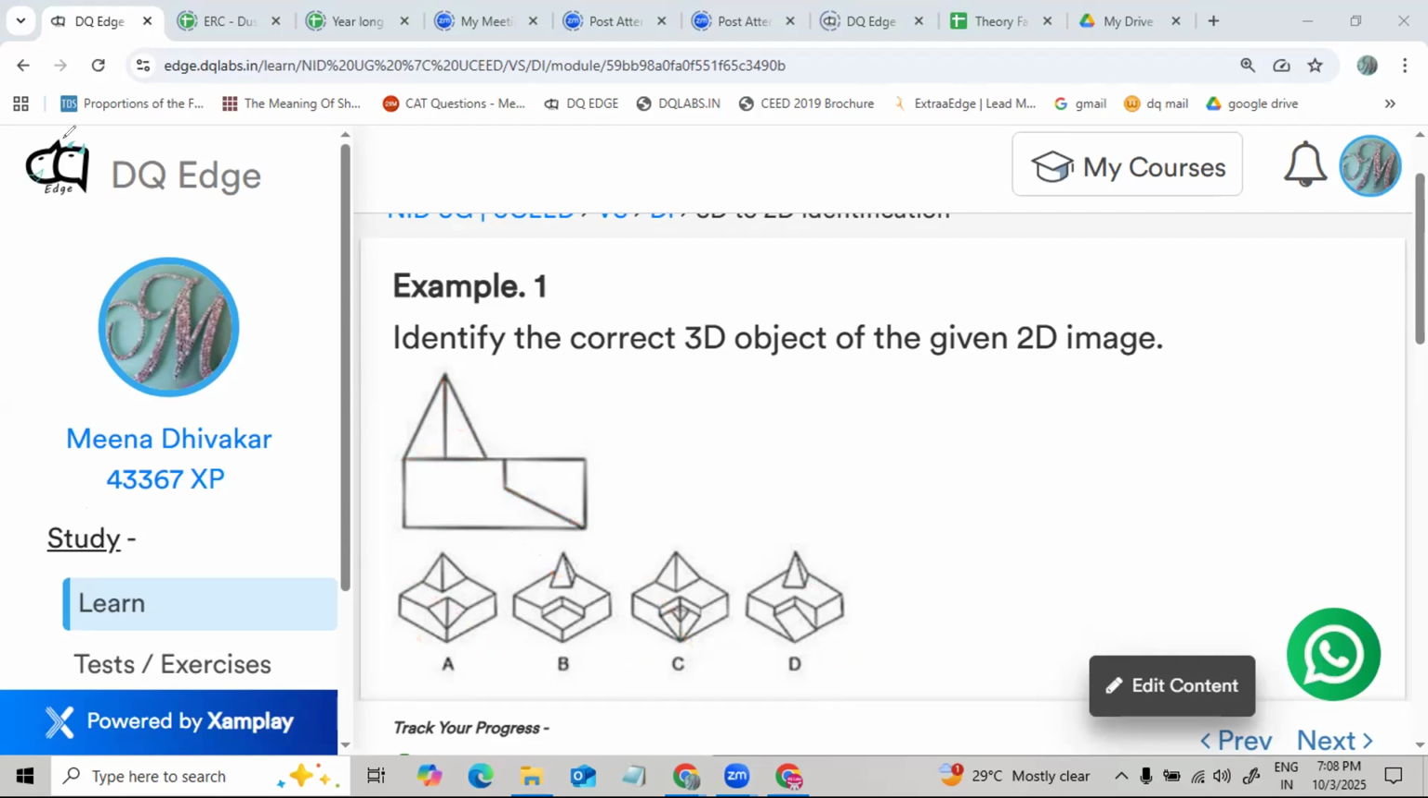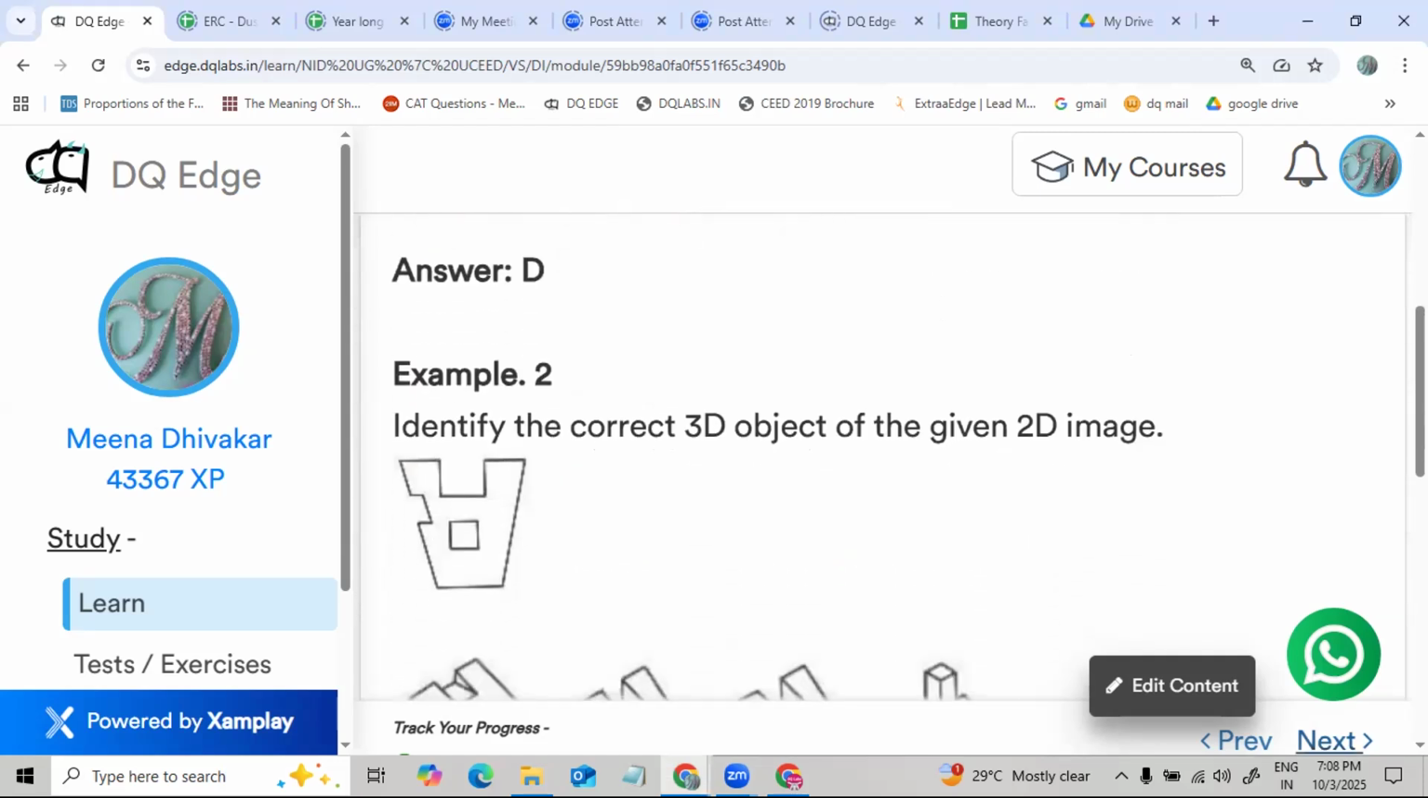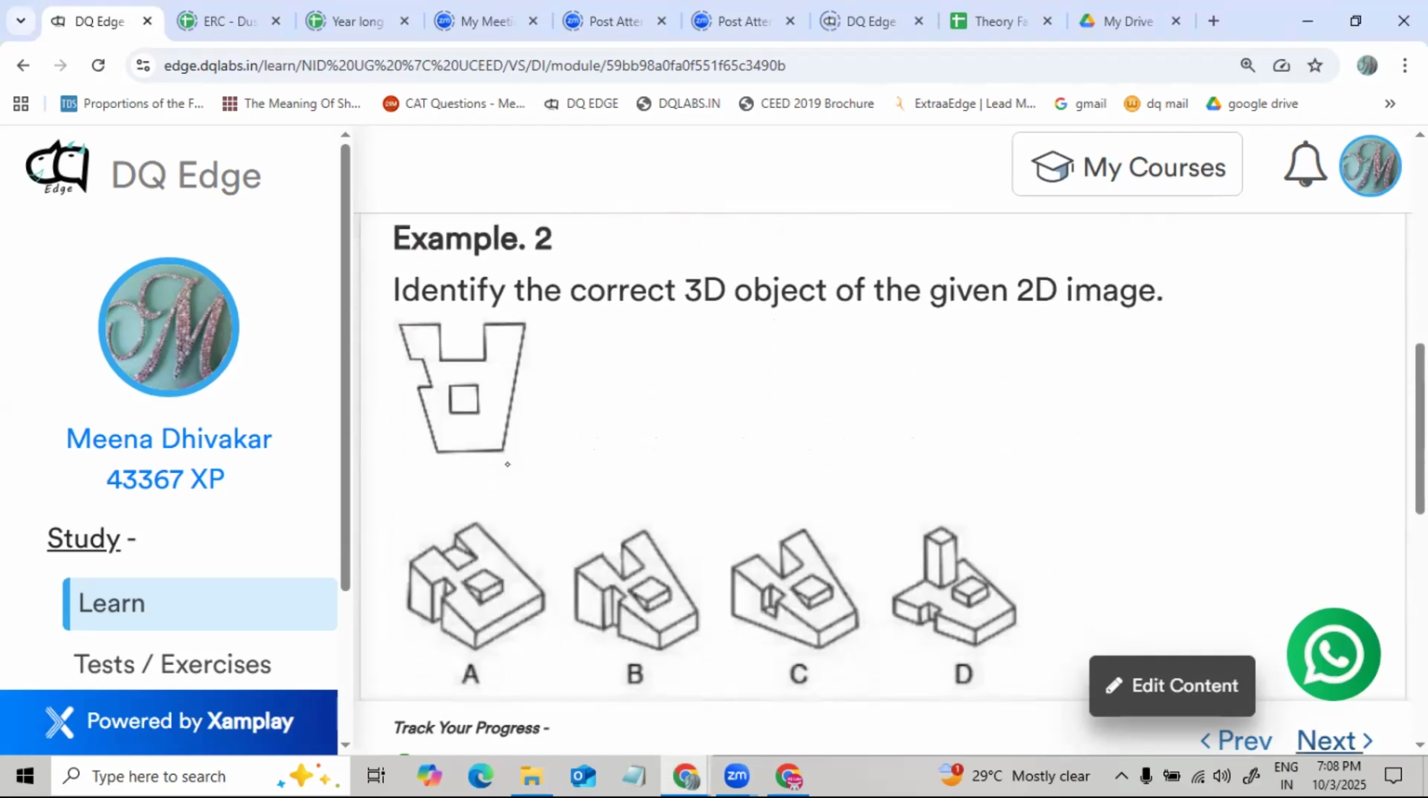Next. Coming to second example. Can you see which one is the correct one here? B. You're saying B? Yes, ma'am. Okay. So why not A? Why not C? And why not D?